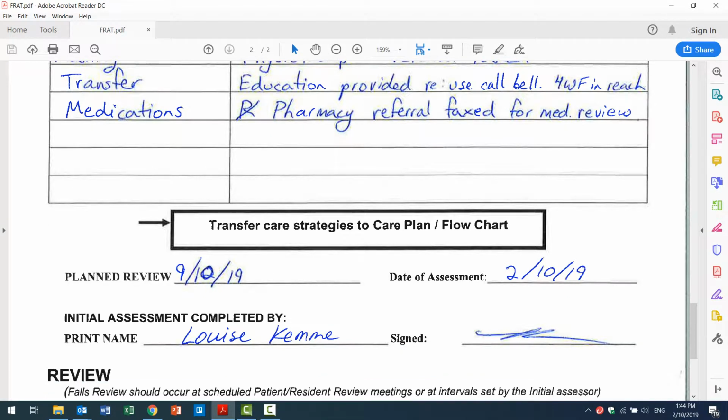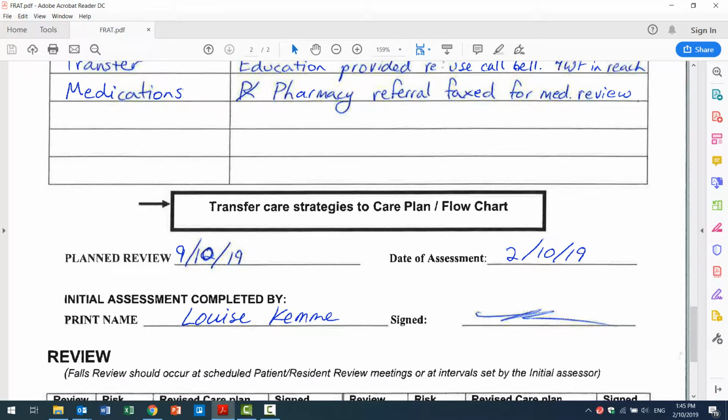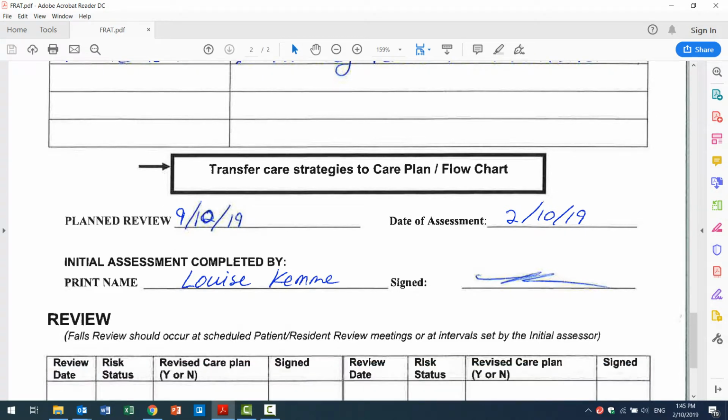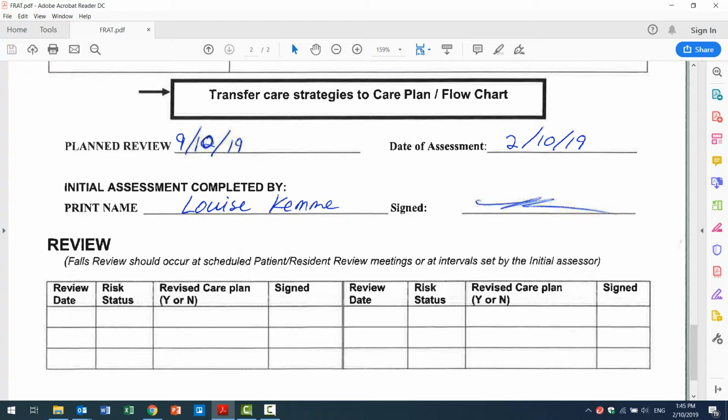Moving on to the bottom of this page, you just state the date of assessment, when this assessment needs to be reviewed, and then who completed the assessment. After that, this part is completed every time that the assessment is reviewed, and if it's indicated if any changes need to be made. So that is it for the falls risk.